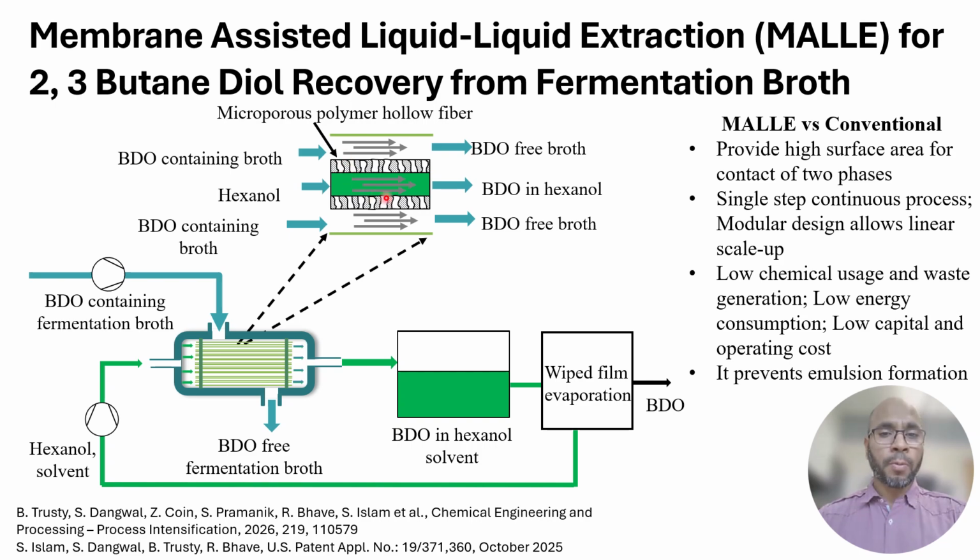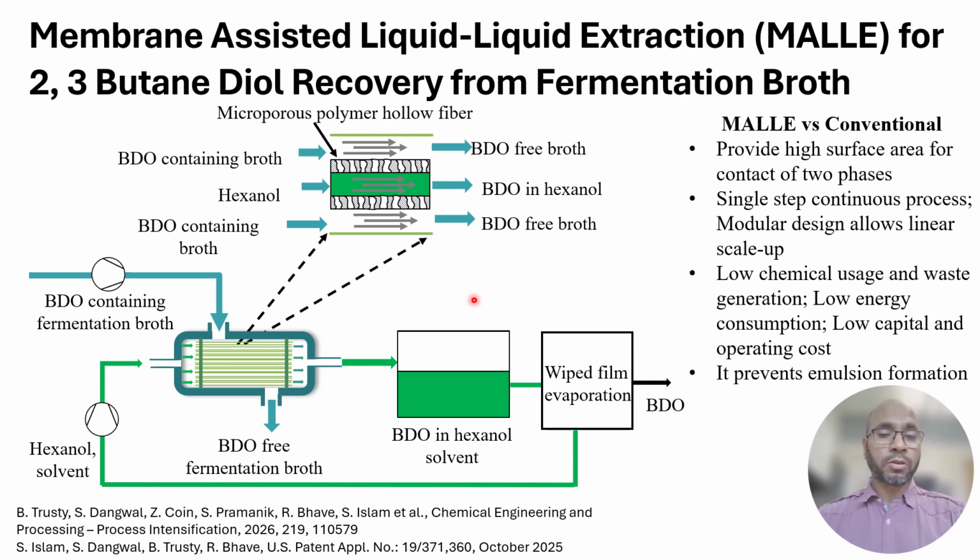Once it comes out of the module, this BDO can be separated from the solvent by evaporation, wiped film evaporation or distillation, and the solvent can be recycled back to the membrane. It can produce very high purity BDO because hexanol, or the organic solvent, has least affinity towards the water, but it has high affinity for the BDO.